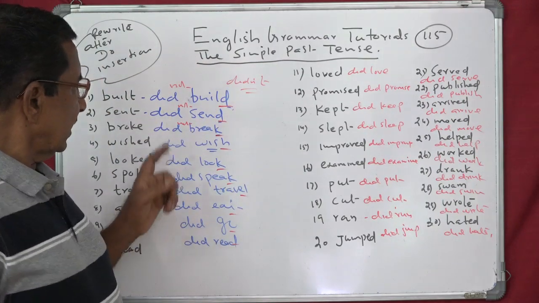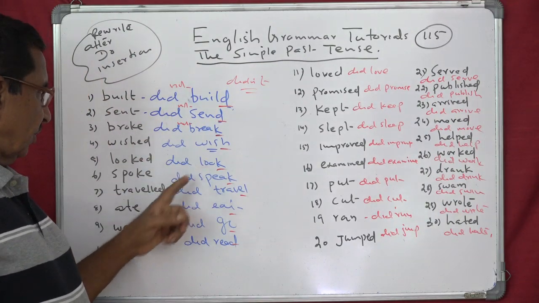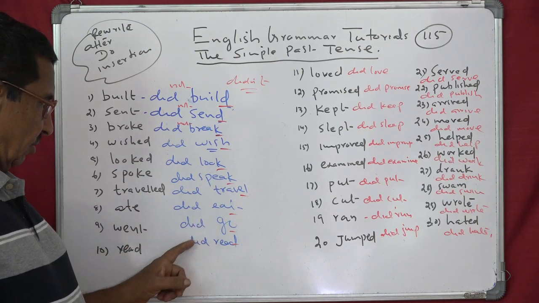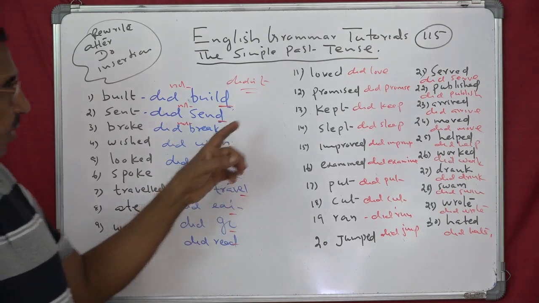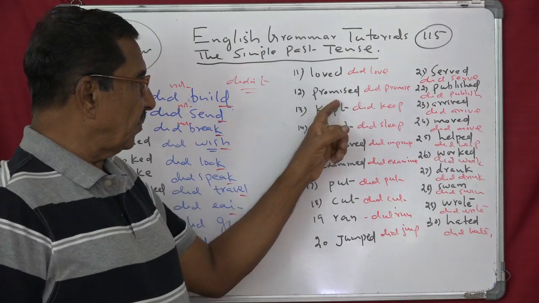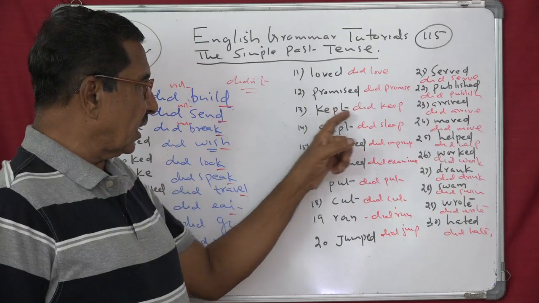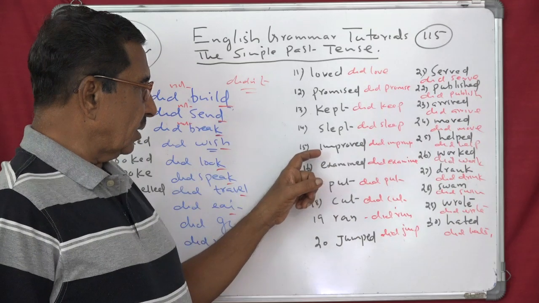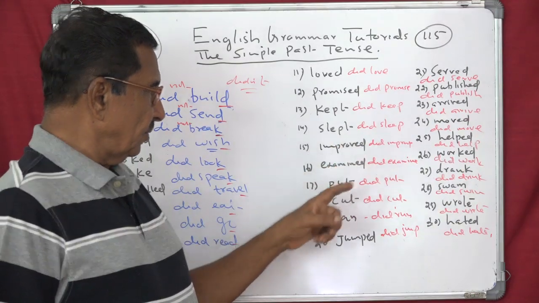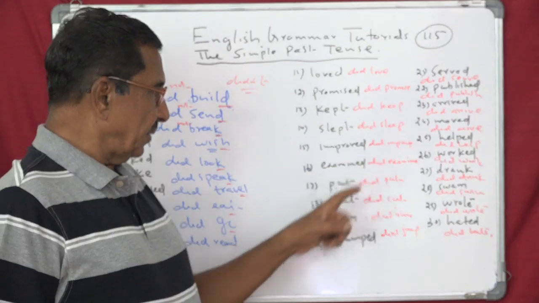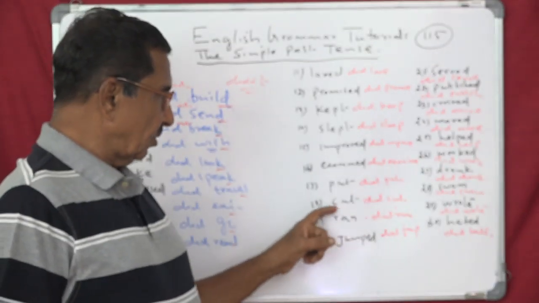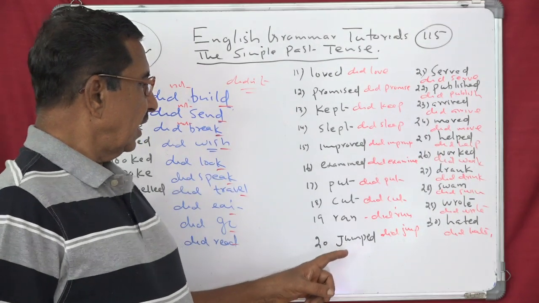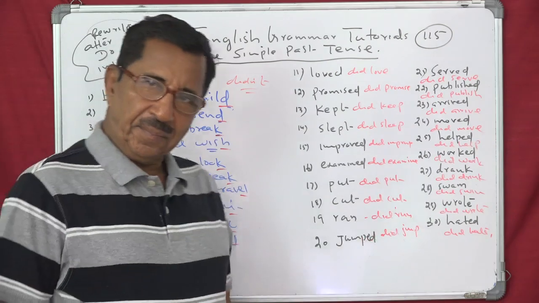So you can say like this: didn't, and you can say did not wish, did not look, did not speak, did not travel, did not eat, did not go, did not read, did not love, didn't love, did not promise, didn't promise, did not keep, didn't keep, did not sleep, didn't sleep, did not improve, didn't improve, did not examine, didn't examine, did not put, didn't put, did not cut, didn't cut, did not run, didn't run, did not jump, didn't jump. See that?